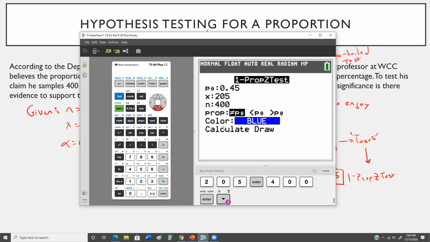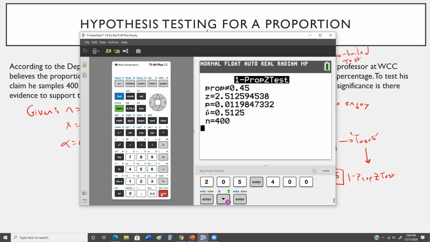So then you're just going to scroll down to calculate here. And then how many people see this? Okay. Anybody else see it? Okay. So this is your p-value where it says p. So it goes to 3 decimal places. So p is equal to 0.012 when I round it. Okay, 0.012.